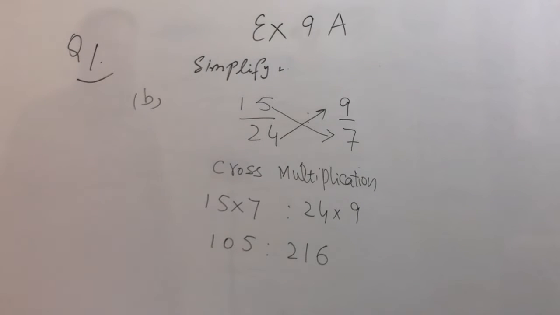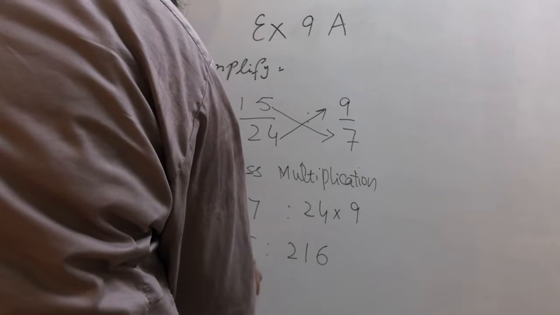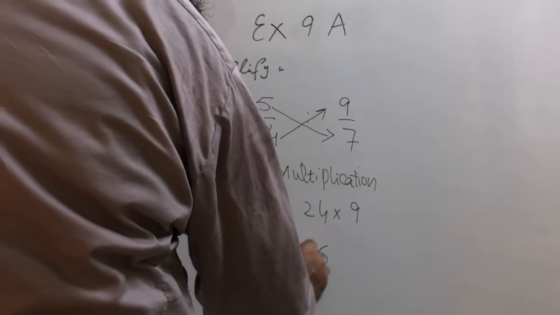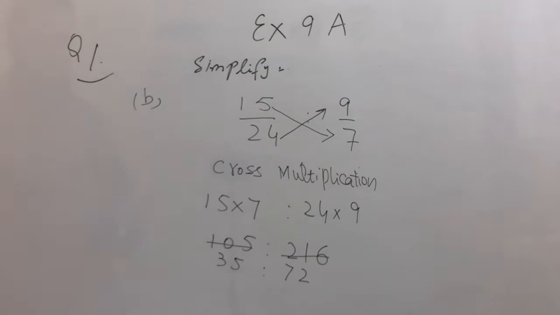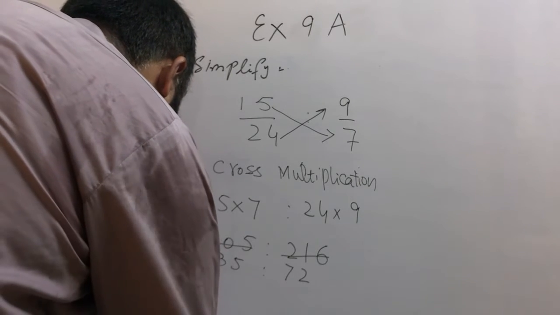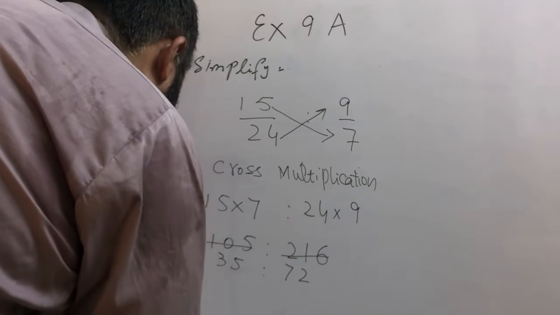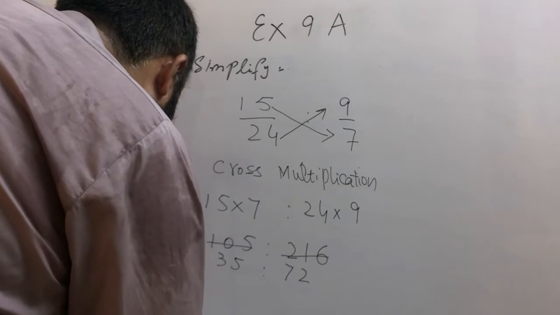We will be simplifying by dividing with the same number. If we divide this side with 3, 3 3s are 9, 3 5s are 15. Then if we divide this with 3, 3 7s are 21, 3 2s are 6. So now this is the simplest form. We cannot simplify this number more. So our answer is 35 ratio 72.